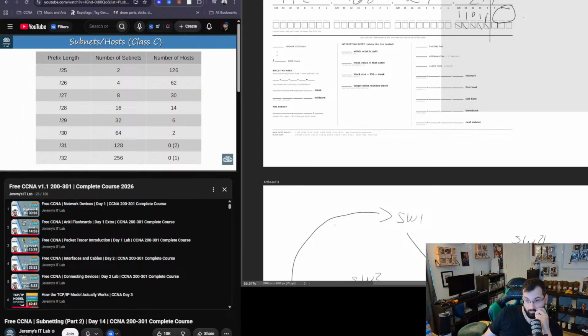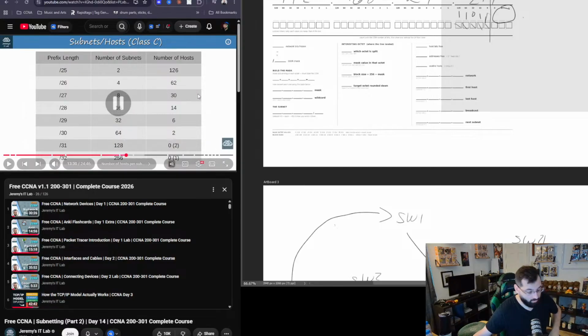For the number of subnets, each additional bit that you borrow doubles the number of subnets. For the number of hosts, each host bit doubles. Hold on one second.